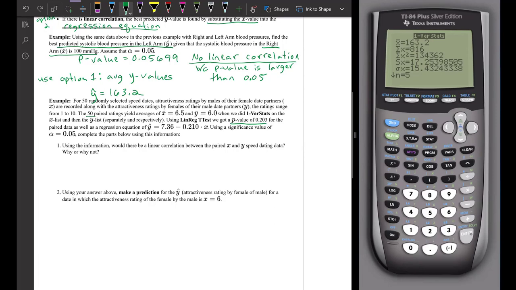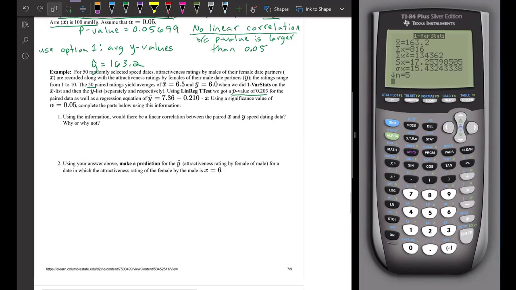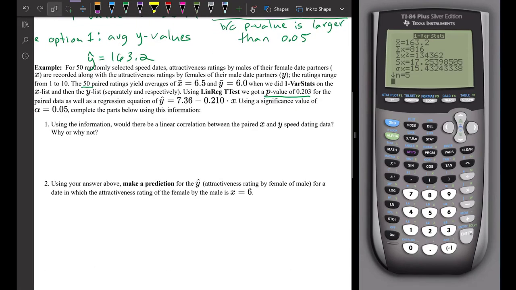Okay, now this is a classical prediction problem, or it will be in a second. You'll see how it unfolds on the second part below. But it says using the information, would there be a linear correlation between the x and the y values? Why or why not? Well, you have to figure out what piece of information in that whole paragraph we need. There's a lot of numbers going on, and we have to figure out what exactly we care about to figure out if there is a linear correlation or not. And it's the p-value right there.